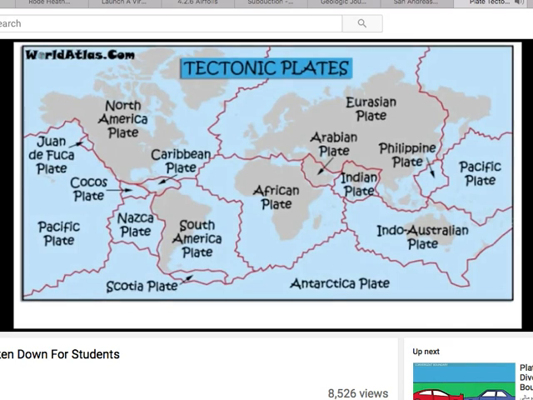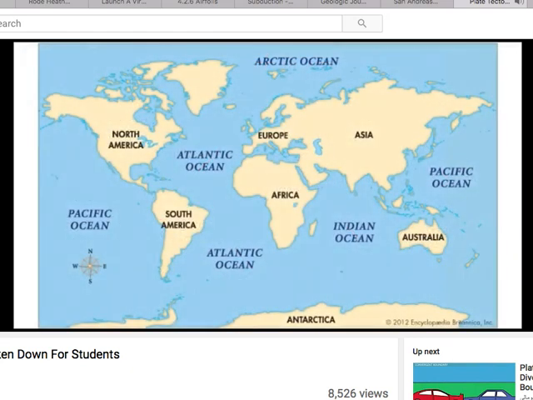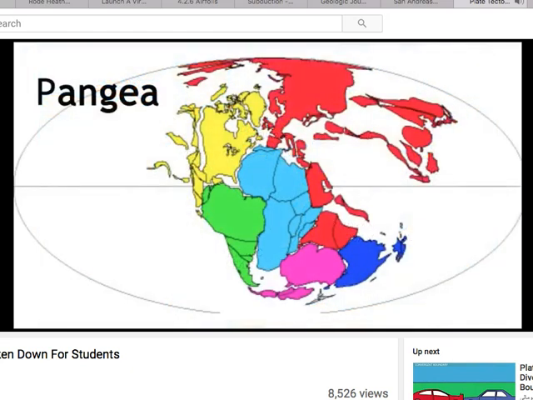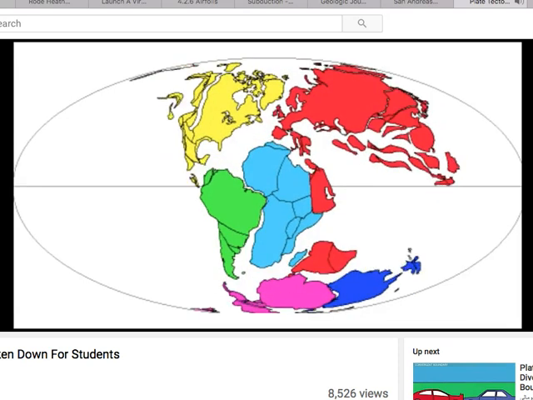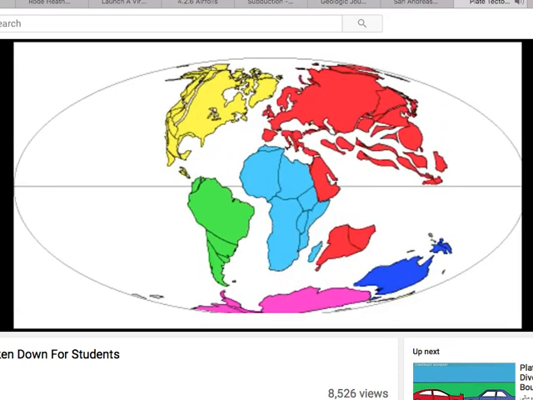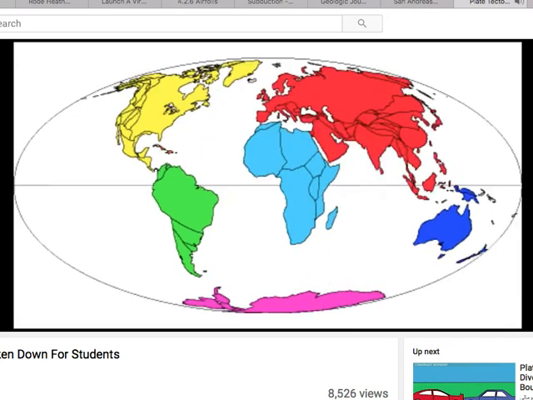Now if you look at the map, you can see where the plate boundaries are. These plates are called tectonic plates, and these tectonic plates can move. This is the world today, and this is what scientists think the world looked like 300 million years ago. This landmass is called Pangaea, and over time, the plates moved slowly apart. They moved at about the speed that your fingernails grow, so it took a very long time for them to get to their present position.